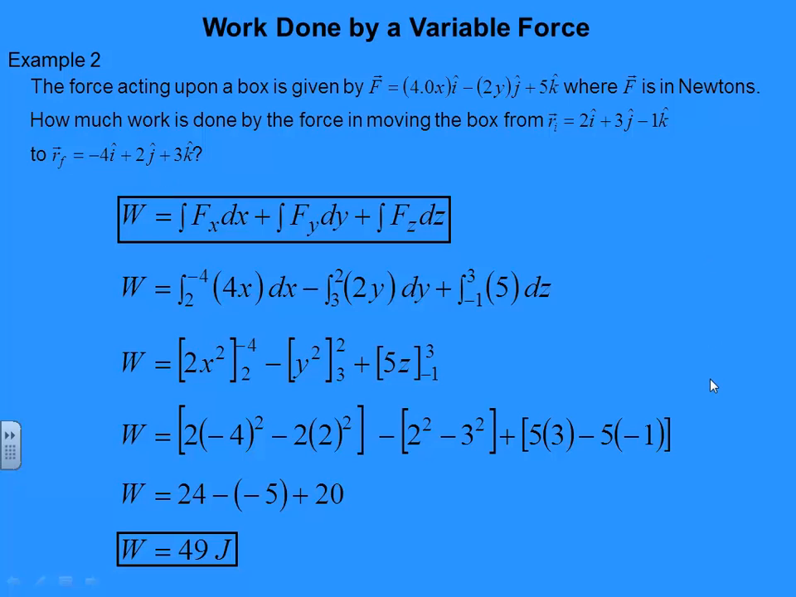So I'm going to give you some problems to do on the next worksheet that you'll do tomorrow that will give you some more examples of this. Maybe not as complex as this, but at least a couple of dimensions, 1 or 2 dimensions. So I hope you enjoyed this little discussion of work done by a variable force.